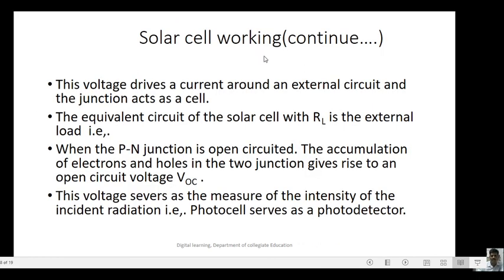Solar cell working. This voltage drives a current around an external circuit, and the junction acts as a cell. In the equivalent circuit of the solar cell, R_L is the external load resistance. When the p-n junction is open circuited, the accumulation of electrons and holes on the two sides of the junction gives rise to an open circuit voltage V_OC. This voltage serves as a measure of the intensity of the incident radiation. That is, the photocell serves as a photodetector.